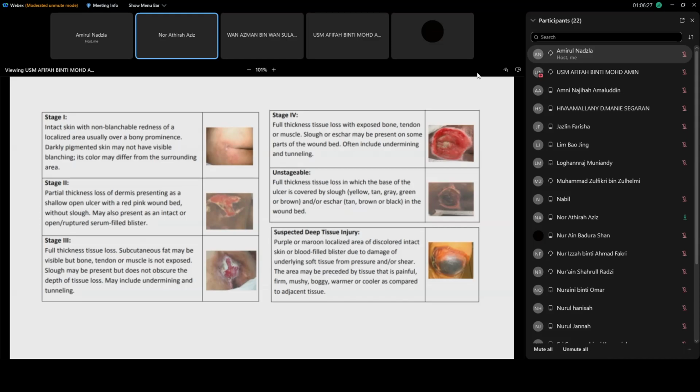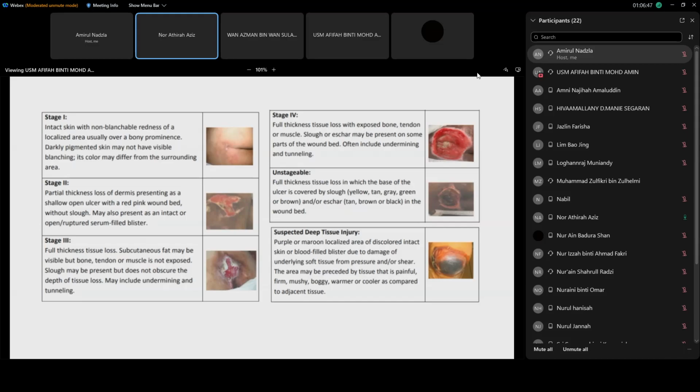In stage 3, there is full thickness tissue loss, and the subcutaneous fat may be visible, but bone, tendon, or muscle is not exposed. However, in stage 4, there is full thickness tissue loss with exposed bone, tendon, and muscle.